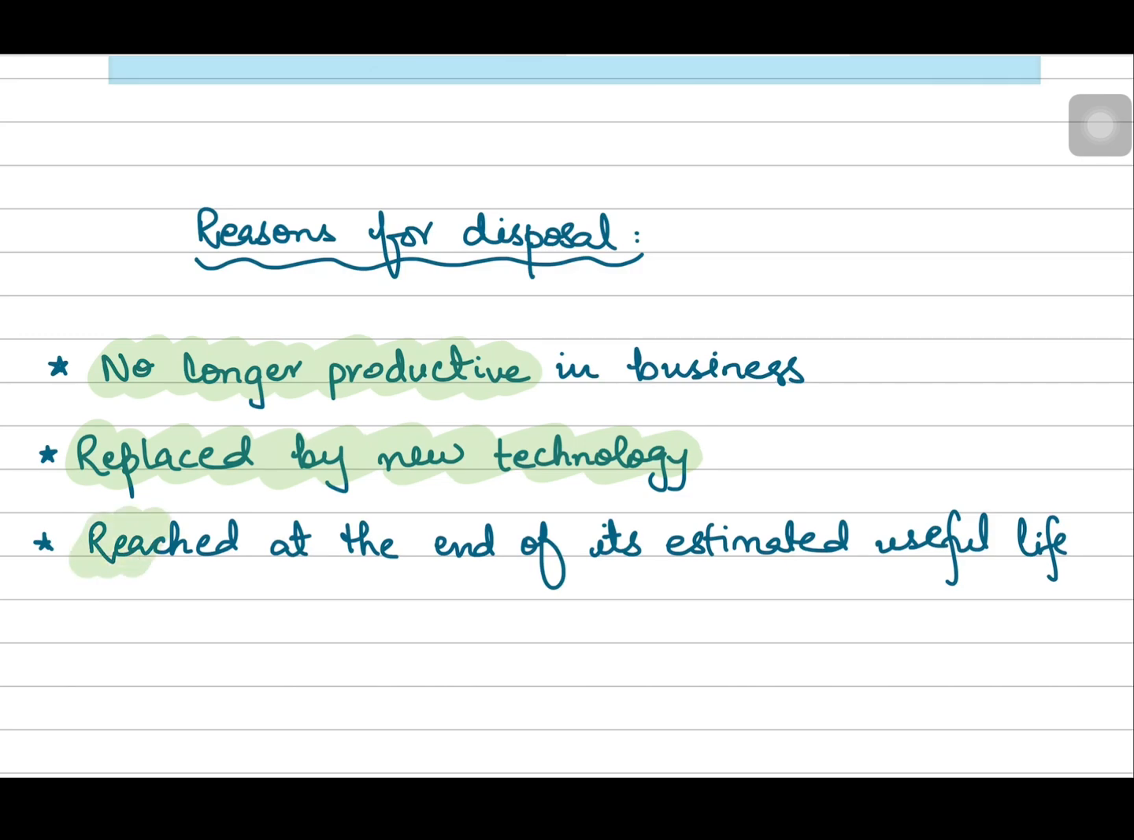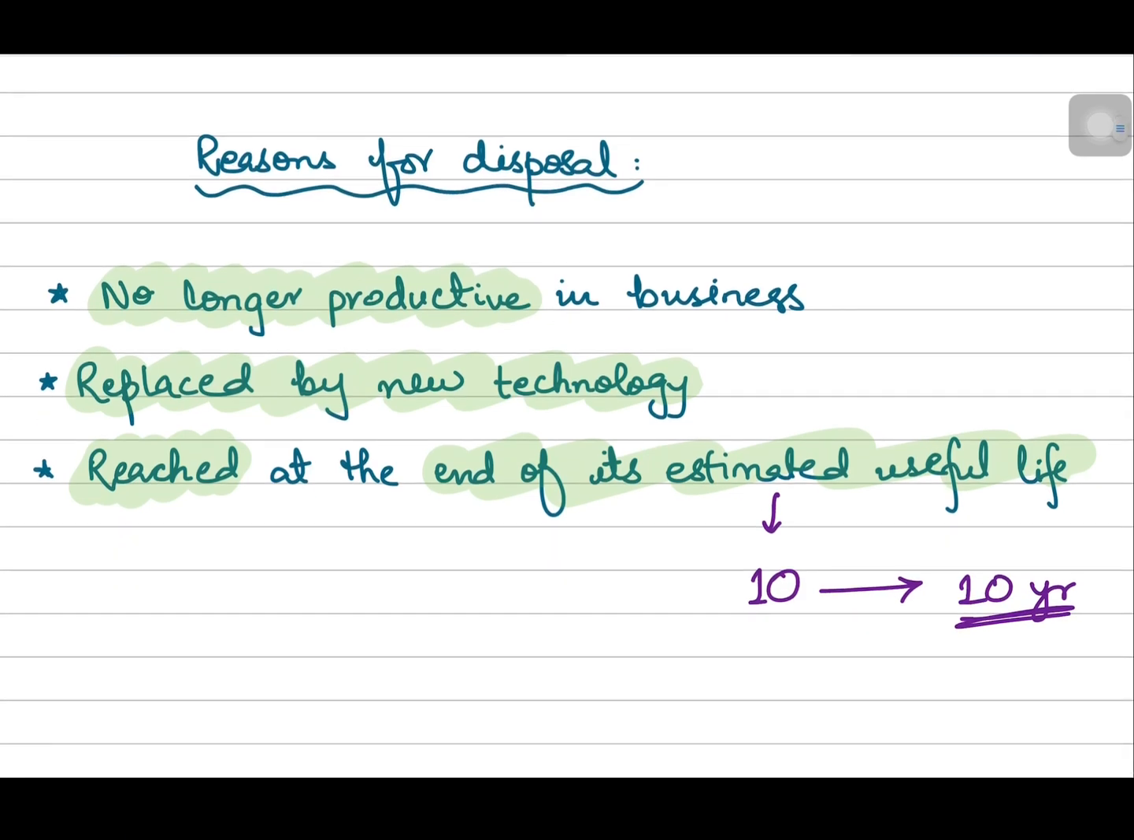And lastly, if that non-current asset has reached the end of its useful life. So for instance, if you bought a non-current asset and it had a useful life of 10 years at that time, now you are standing in the 10th year. What do you now have to do? Since that asset has become old, you have completely used up that non-current asset. So now this is the time to sell it, that is, to dispose of it.